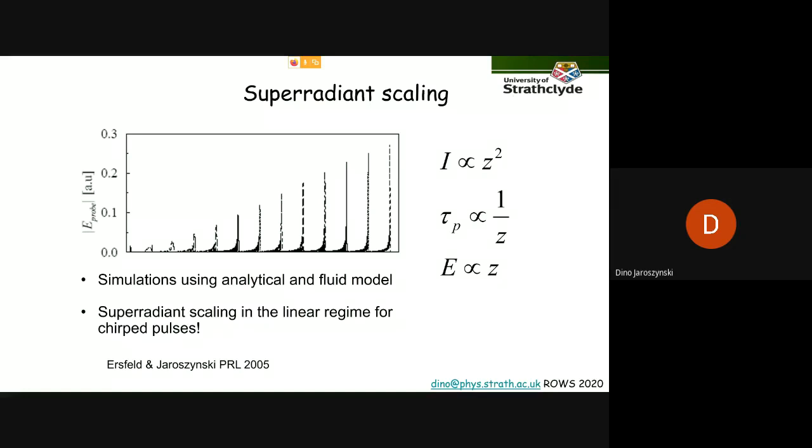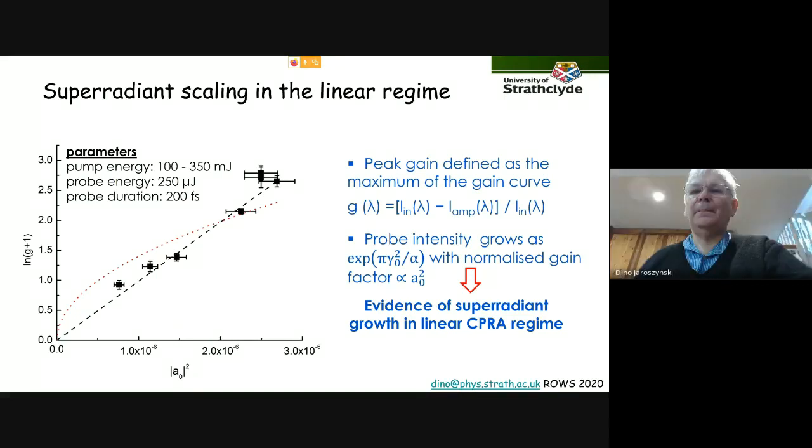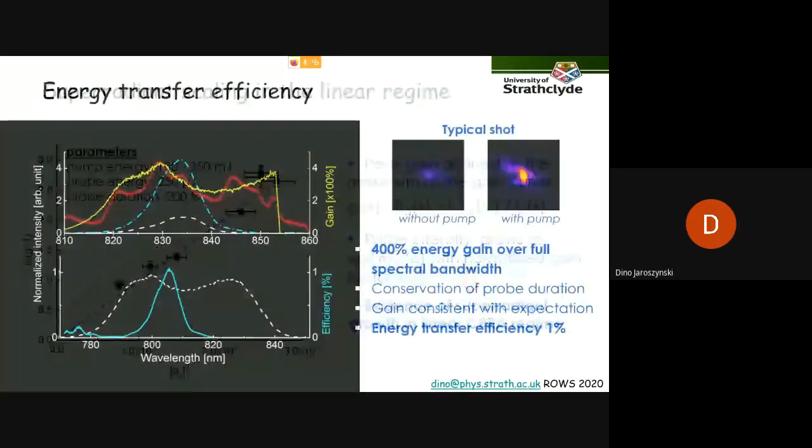The pulse length reduces inversely with the propagation distance, and the energy grows proportional to the propagation. So in this case, the figure that I show shows the field amplitude growing. So of course, the square of it would be a quadratic growth. So we've been able to show that this is the case. By varying the laser intensity, we were able to show that scaling applies to the chirp pulse amplification.